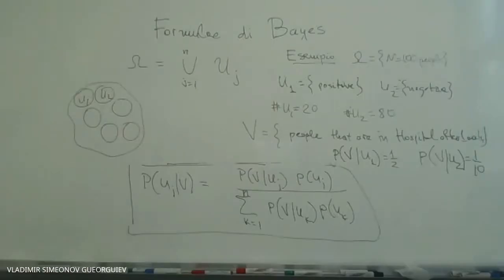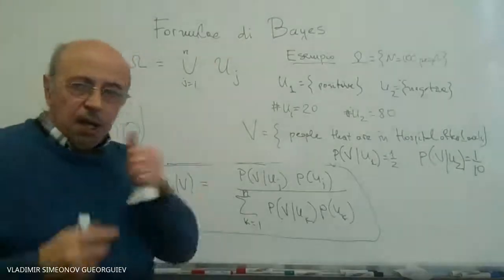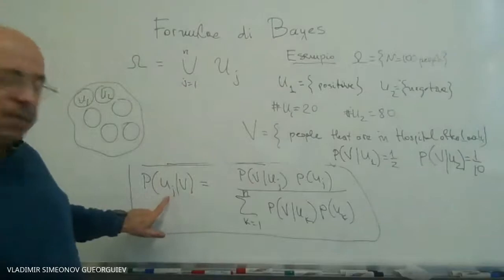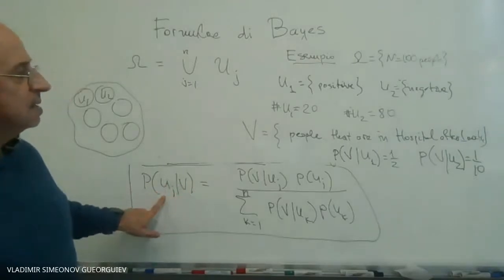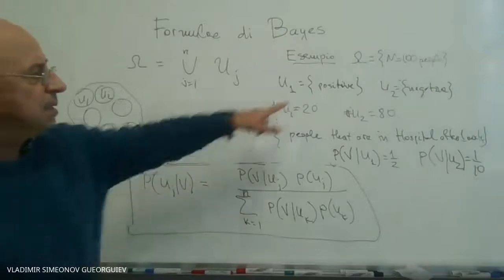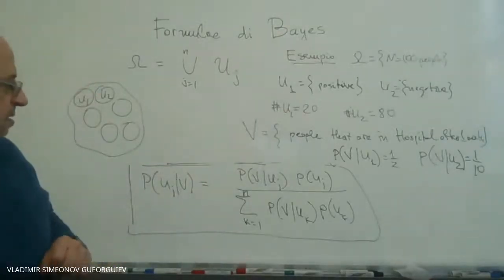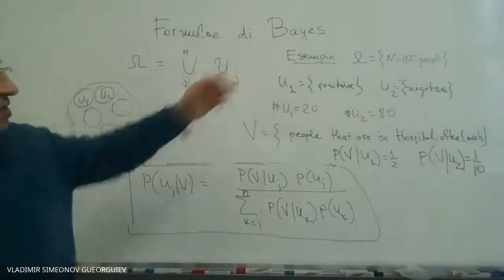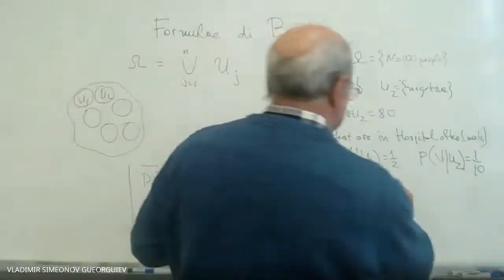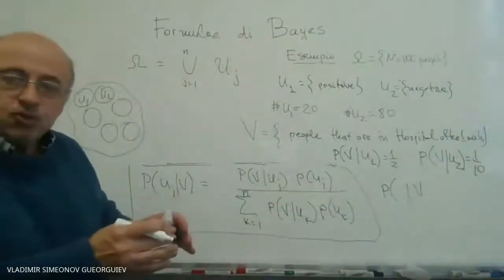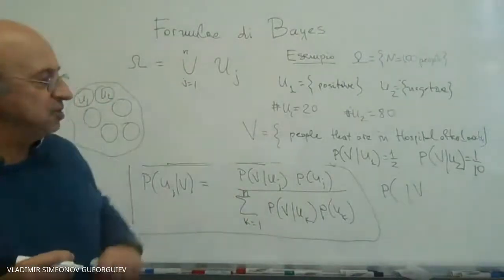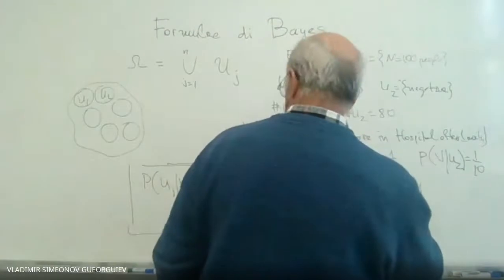And the question is the following. What is the probability that a person in the hospital, that is in the hospital, is in the group of positive measurements that we did now? So the question is, what is the probability that a guy that is in hospital actually is in the group of positive persons? U1.